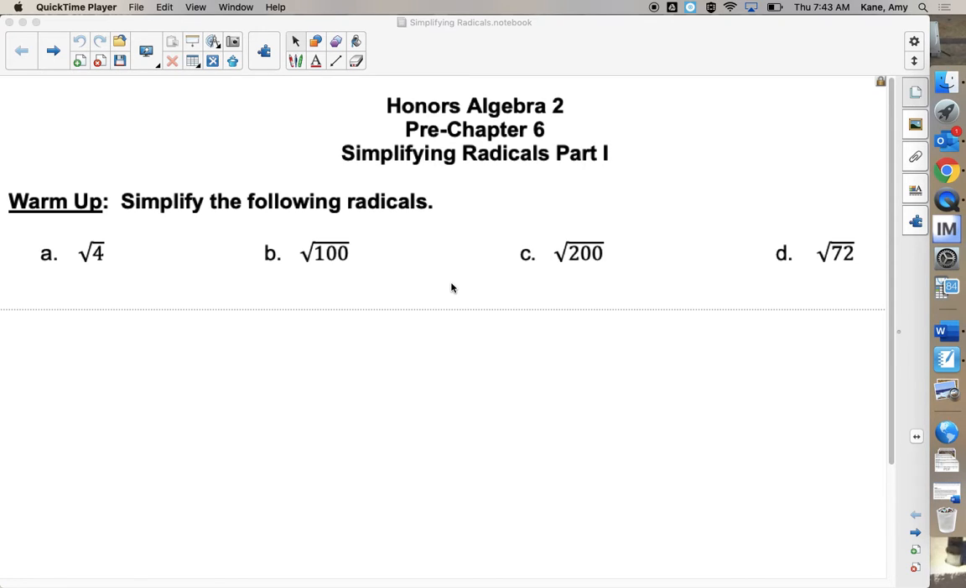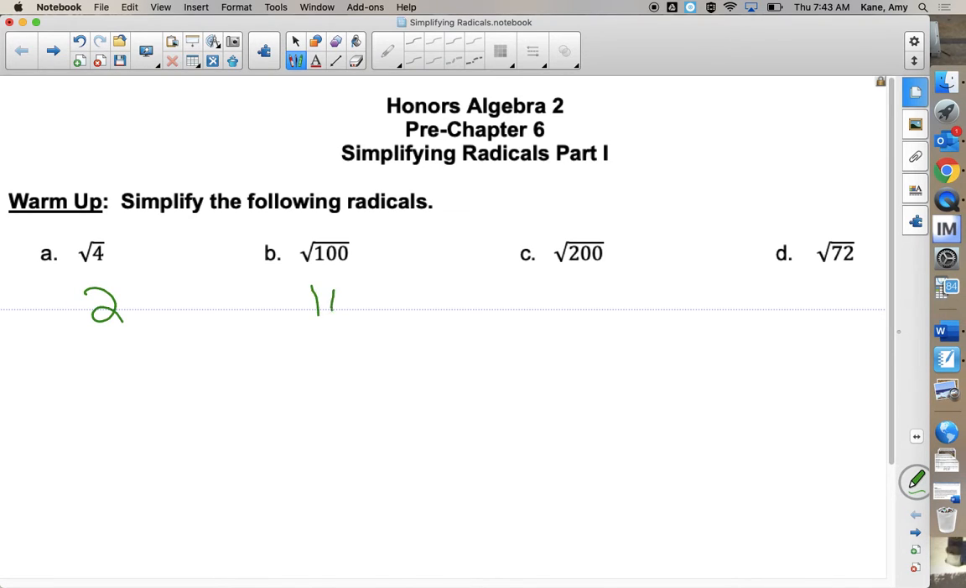So Peter, the square root of 4 is 2, and the square root of 100 is 10. And you would call those what? Perfect squares, yeah. So they're perfect squares that they can break down nicely without anything left over.